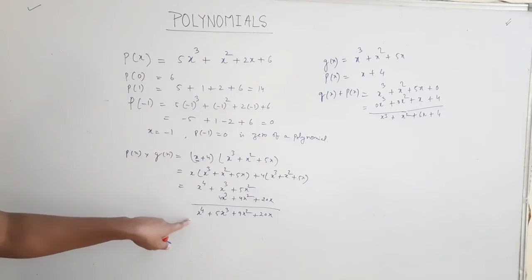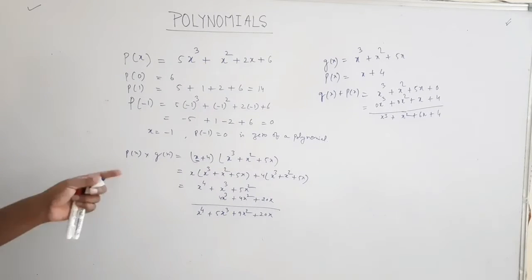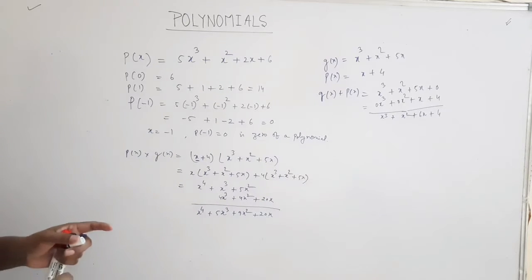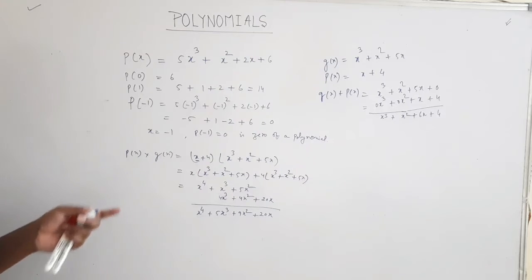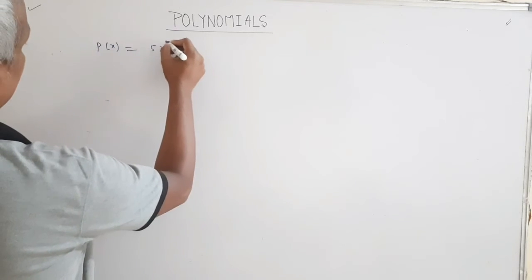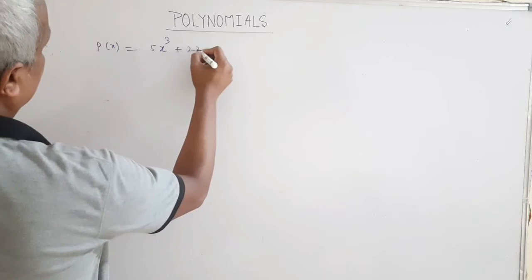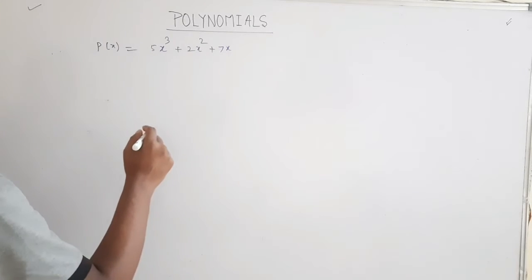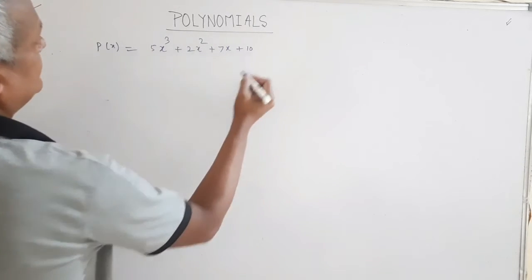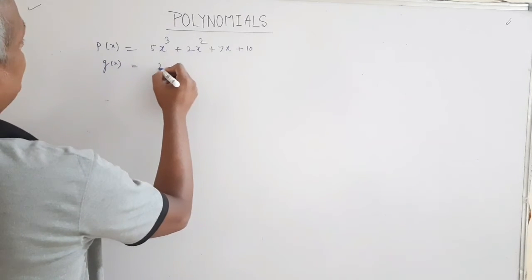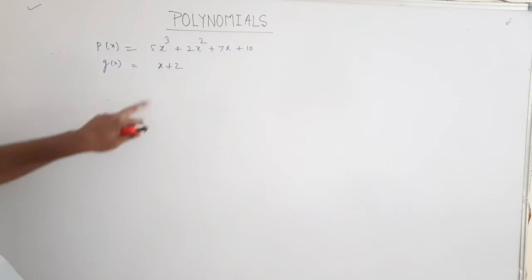Is this okay? Now I want to find out the division. How can we find the quotient? Like if one polynomial is divided by another polynomial, how will you find the quotient? So for that, again I need to clear my screen. Now we are trying to divide a polynomial. Suppose I have a polynomial 5x cube plus 2x square plus 7x and plus 10. And I try to divide this polynomial by a polynomial of degree 1, x plus 2.